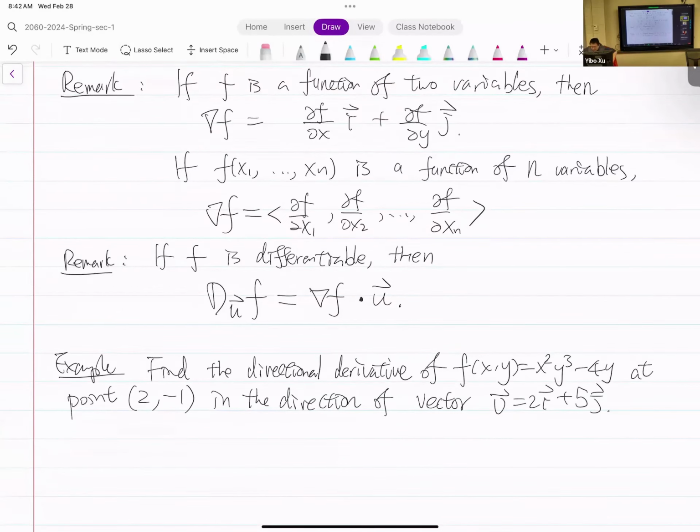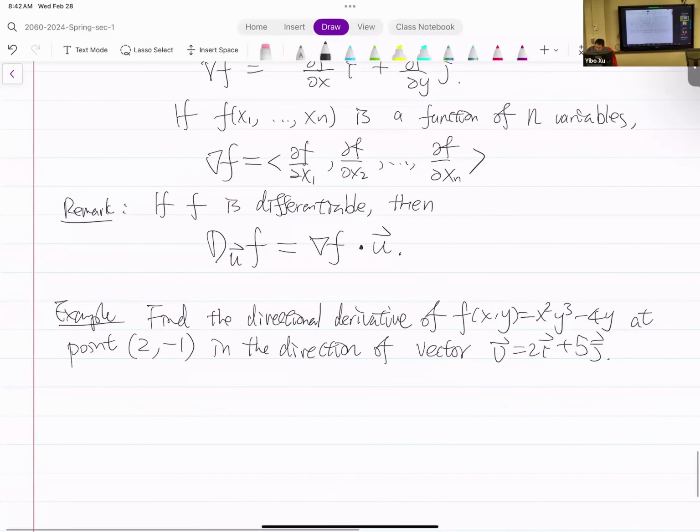So these are all the information that we need. The function f, the point xy pair, and finally, the direction along which you are traveling. But here we are giving the vector v, so we're not really giving a vector u, since this v is not a unit vector. So we just need two things: the gradient at the point, and the unit vector along the direction v.